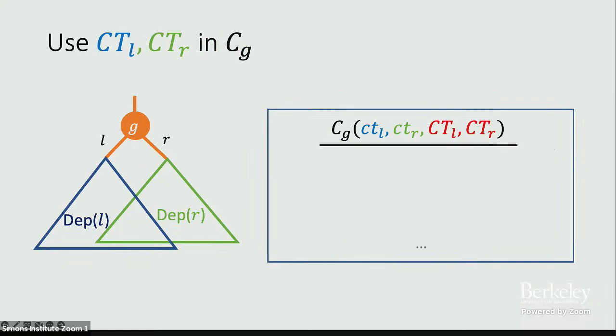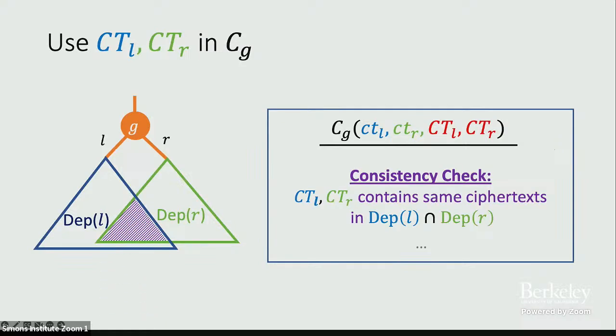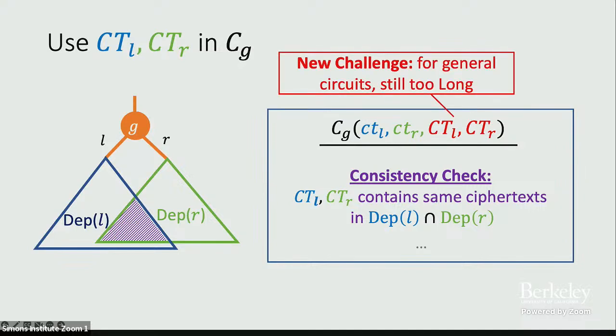And now I can replace this input with the capital CT_L and capital CT_R in the construction of this circuit CG. So circuit CG will take the capital CT_L and capital CT_R as input, and it will internally check the consistency. So it will internally check that this capital CT_L and capital CT_R contain the same ciphertexts in the intersection of depth L and depth R. But this also doesn't work directly because for a general circuit, this capital CT_L and capital CT_R may also contain the entire input.